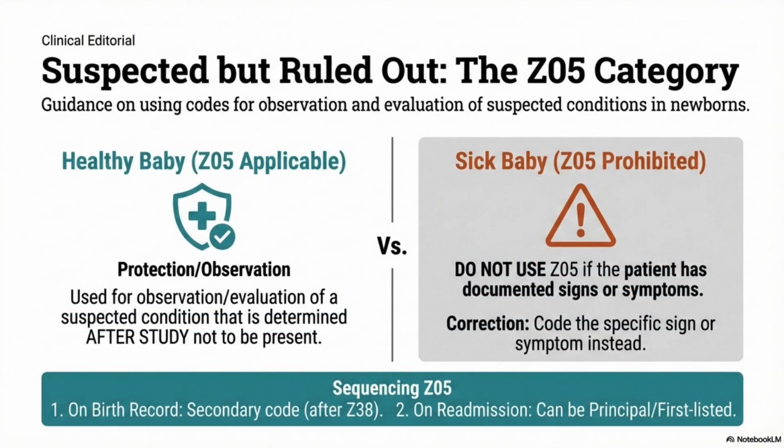Z05 is used when a newborn is observed for a suspected condition that is later ruled out. Here's how to use it. Use Z05 when the newborn is evaluated for a suspected condition and, after study, the condition is found not to be present. Do not use Z05 if the newborn has signs or symptoms. In that case, you code the signs or symptoms instead. Sequencing rules. On the birth record, Z05 is a secondary code after Z38. On a readmission, Z05 can be the principal diagnosis.